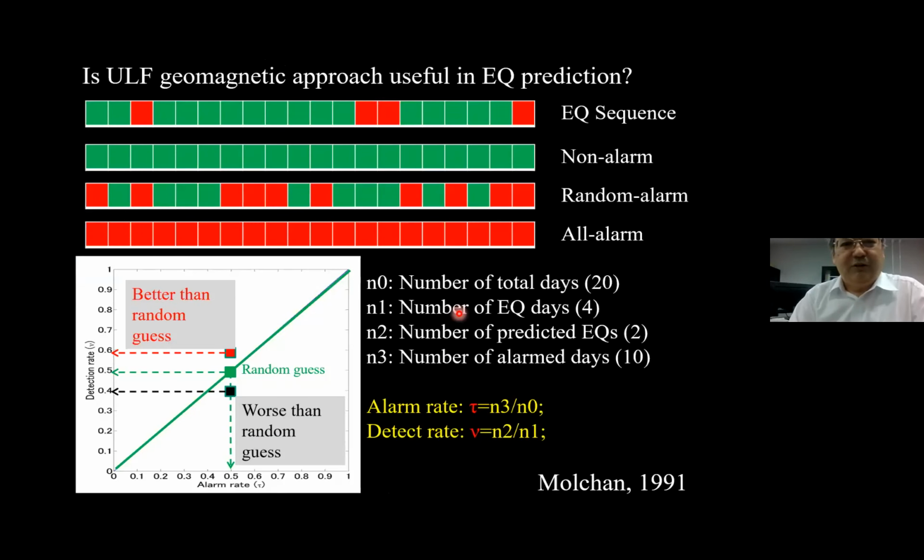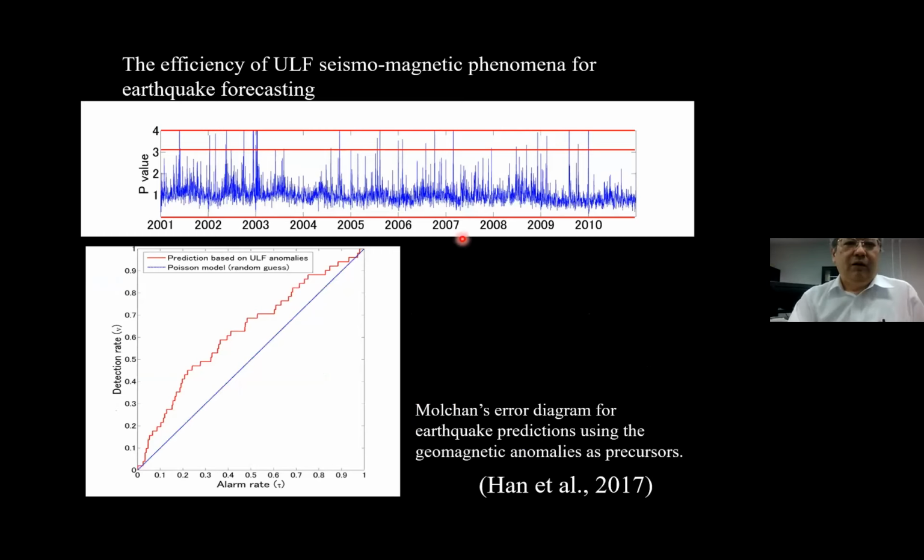Okay, this is a result. This is the random guess, and this is the ROC test of our ULF result. The result is much better than the random guess. So it means the ULF EM signals anomaly has precursor information. So this is very important.